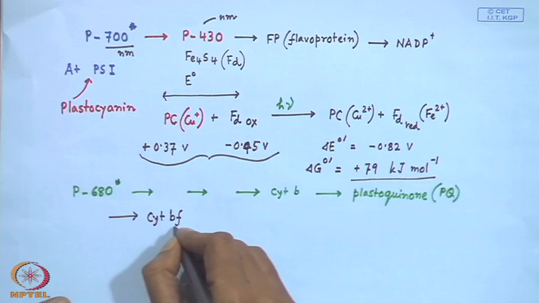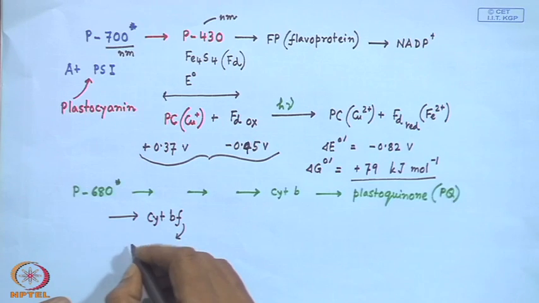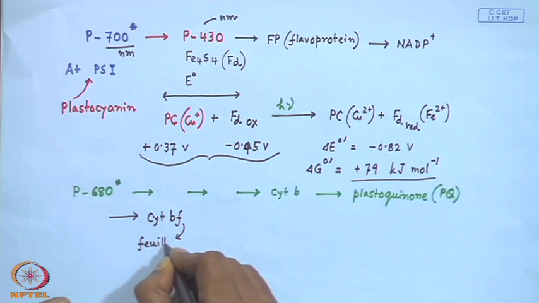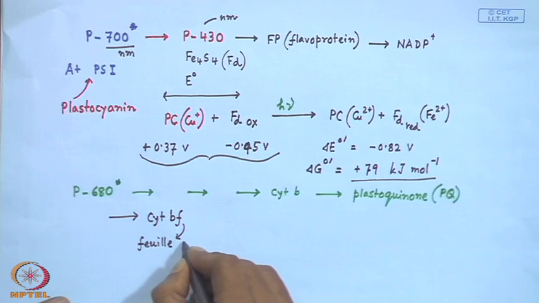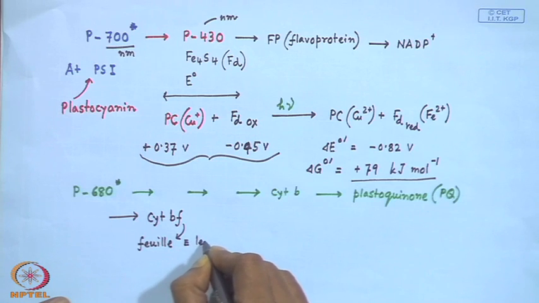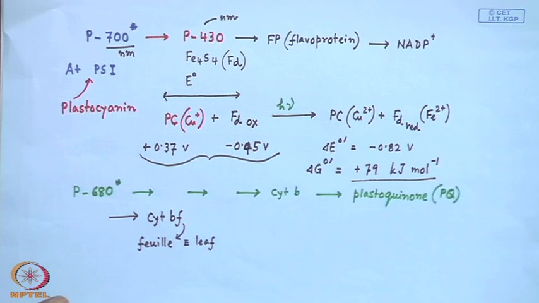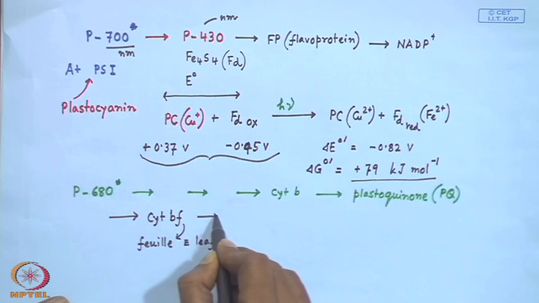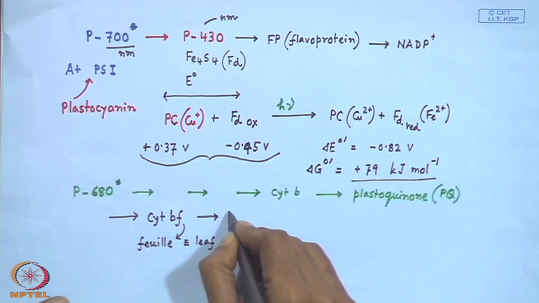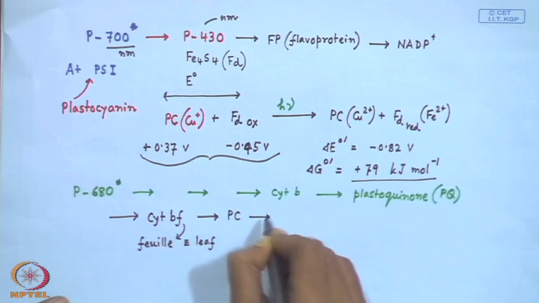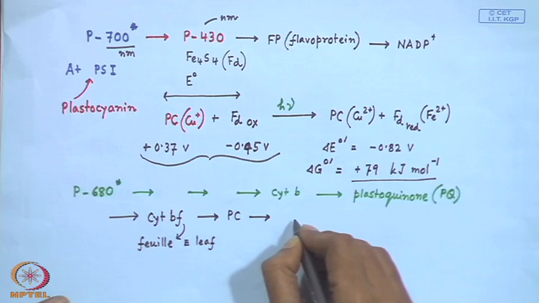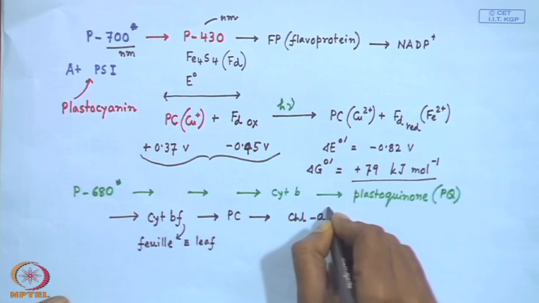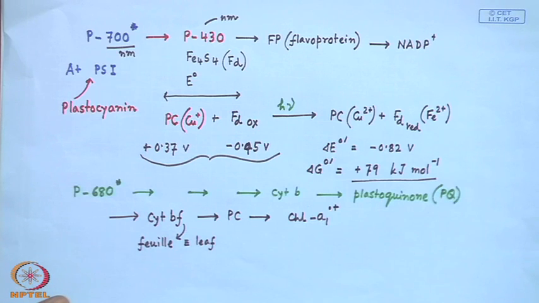F is feuille, which is a French term for leaf, F-E-U-I-L-L-E, which is nothing but one French term related to leaf. So, this is also connected to plastocyanin, and this then is responsible for generation of chlorophyll A1 cation radical.